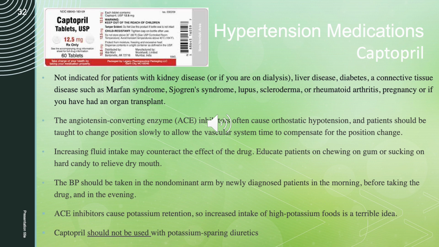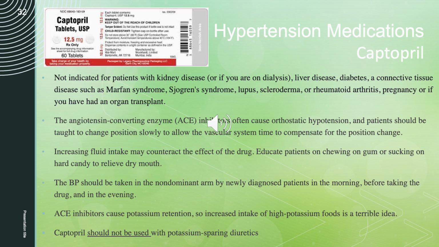And that gives us a better idea of what things look like before, during, and after, if that makes any sense. ACE inhibitors cause potassium retention, so increased intake of potassium foods is a terrible idea. Absolutely terrible idea. Make sure that you're not doing it. So let's see what else. It should not be used with potassium-sparing diuretics either, because again, we're just doubling up on our potassium, and we all know that too high potassium will physically kill a person.